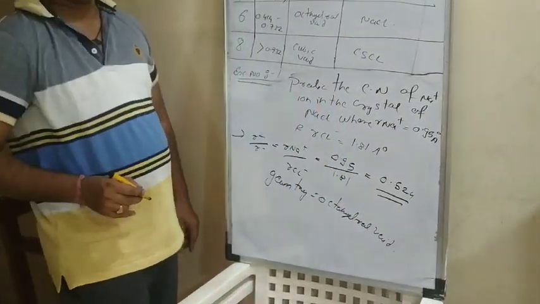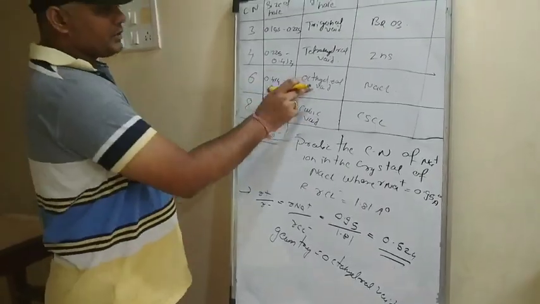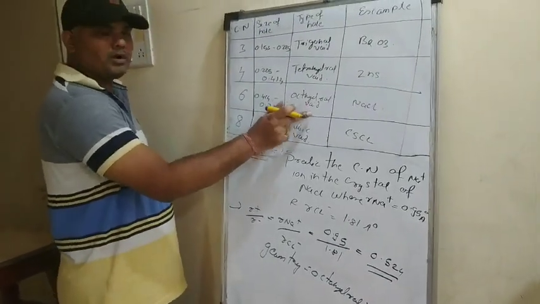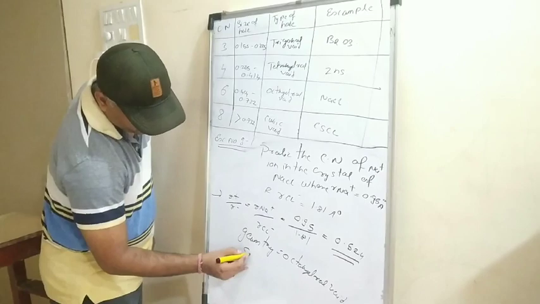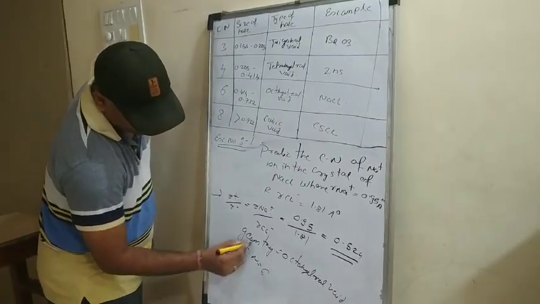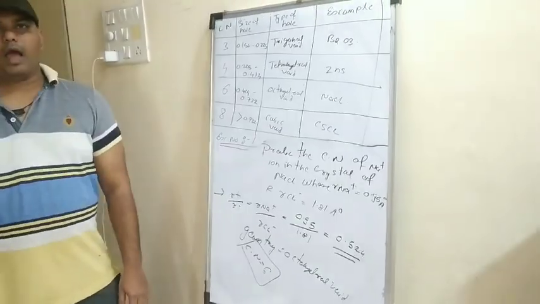Octahedral void, right? Are you understanding it? So this will be octahedral void. What is the coordination for the octahedral? Coordination number is equal to 6. I hope that you have understood this particular problem.